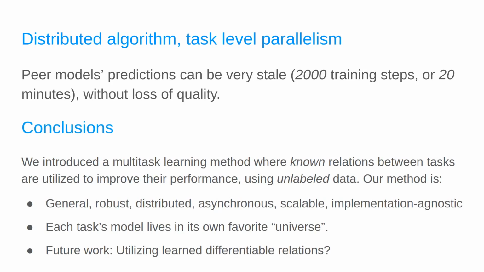To conclude, we introduced a multitask learning method where known relations between tasks are utilized to improve their performance using unlabeled data. Our method is general, robust, distributed, asynchronous, scalable, and agnostic to the implementation of the constituent tasks. Each task lives in its own universe of hardware and hyperparameters, making it easy to incorporate published models. An exciting future direction is to see whether learned differentiable relations can be utilized in a similar way.